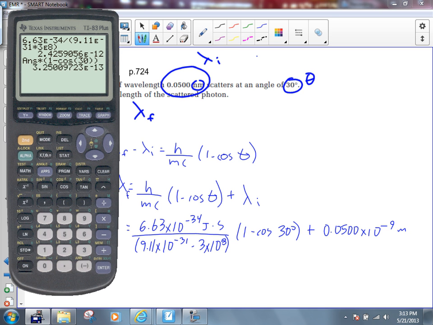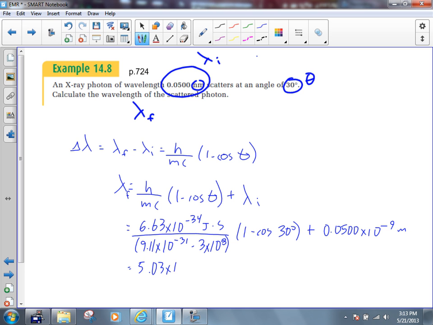Press equals. And then let's add that to the initial wavelength there, which is 0.05 times 10 to the minus 9 meters. When we do that, we get 5.03 times 10 to the negative 11. The original, if we converted it to meters, would be 5.00 times 10 to the minus 11 meters. We get 5.03 times 10 to the minus 11 meters. Did we get a bigger value? Yes. Should we have? Yes. Bigger value of wavelength means smaller value of energy, and we know that that second photon has to be less energetic. Done.